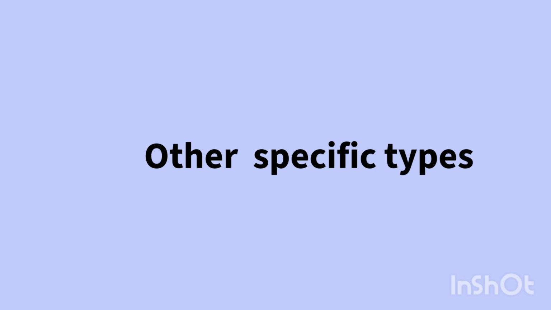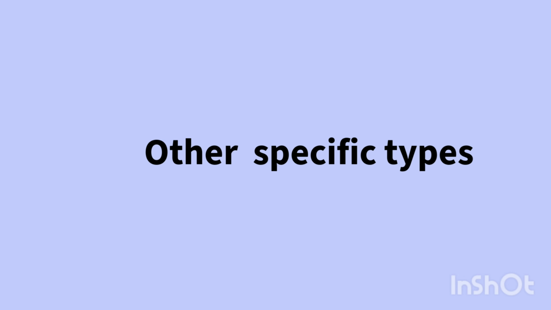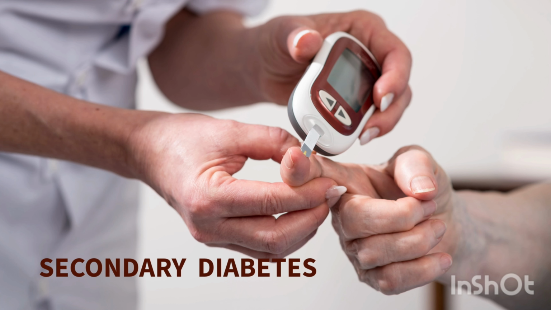5. Other specific types. Less common forms include MODY, maturity onset diabetes of the young, a genetic form. LADA, latent autoimmune diabetes in adults, shares features of type 1 and 2. Secondary diabetes, caused by medical conditions like pancreatitis or medication use like steroids.